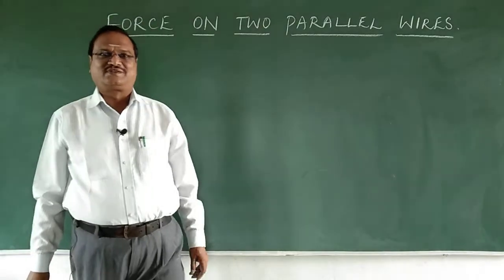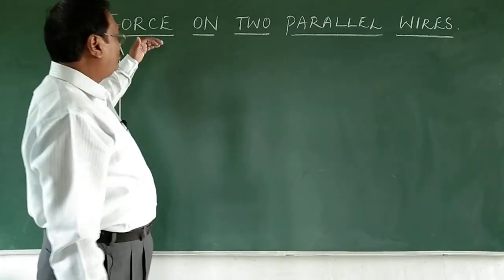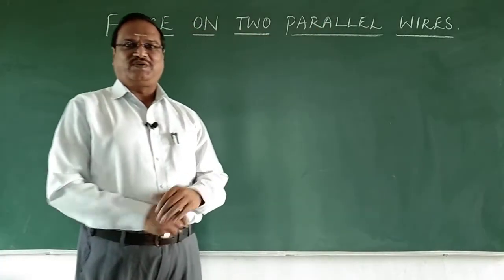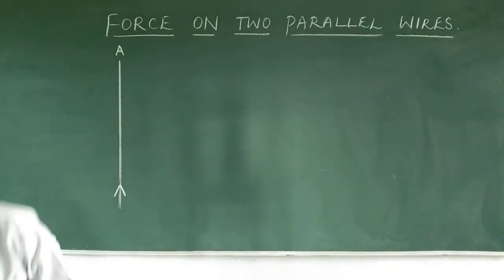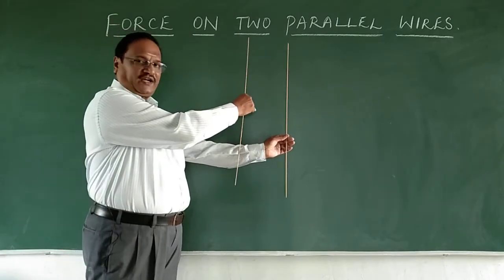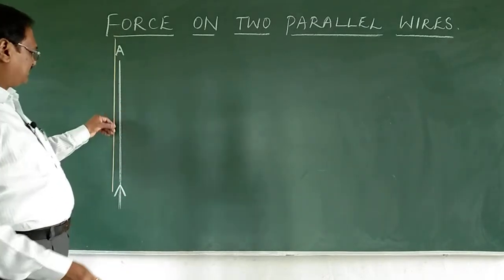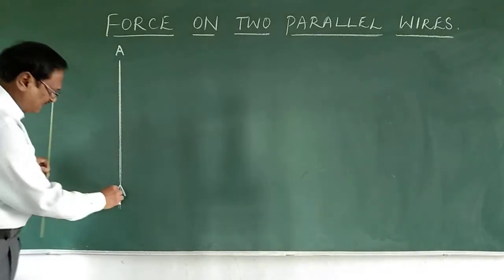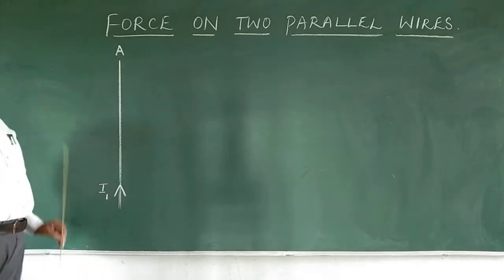Hello students, today in this video we will study about force on two parallel wires. We are going to consider two parallel wires. Let me say this is one wire and this is another wire. I allow current to flow through one of the wires. Let me say this wire is A, and let the current flowing through this wire be I1.